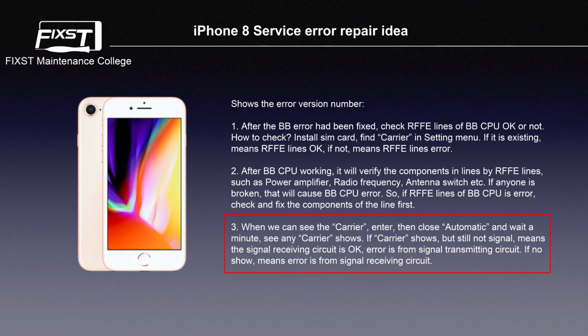3. When we can see the carrier, enter, then close automatic and wait a minute. See if any carrier shows. If a carrier shows but still no signal, it means the signal receiving circuit is okay. The error is from the signal transmitting circuit. If none shows, it means the error is from the signal receiving circuit.